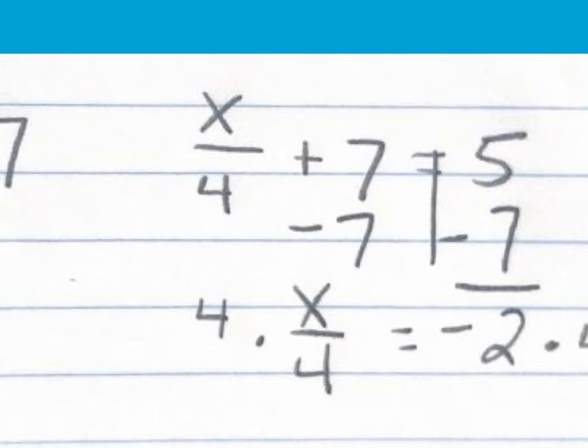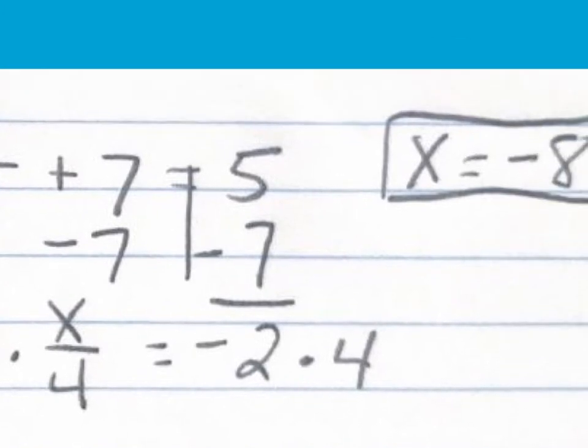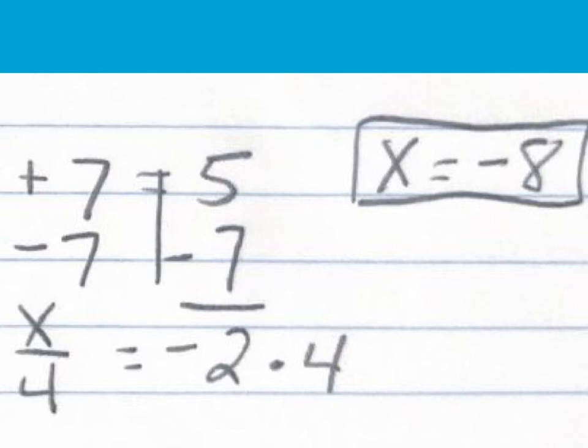We are going to multiply by 4 on each side, and negative 2 times 4 is negative 8. You should have got negative 8, because your signs are different.